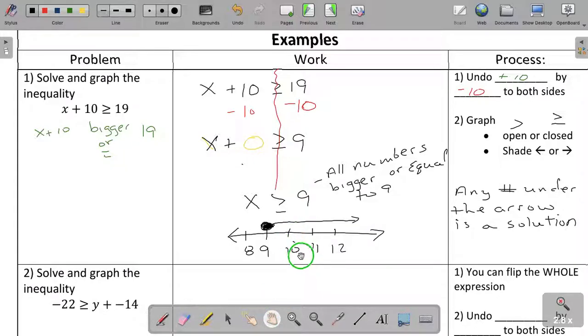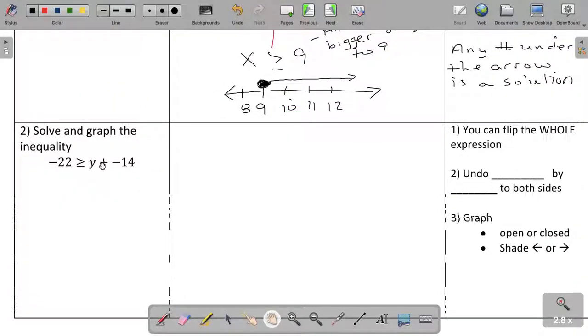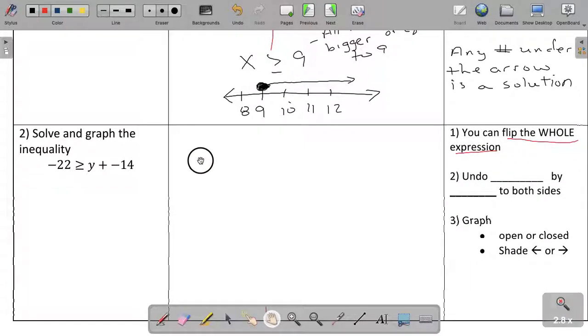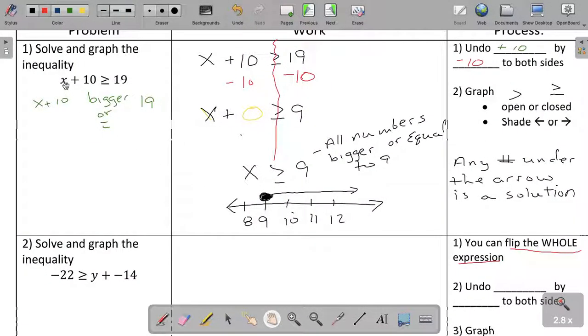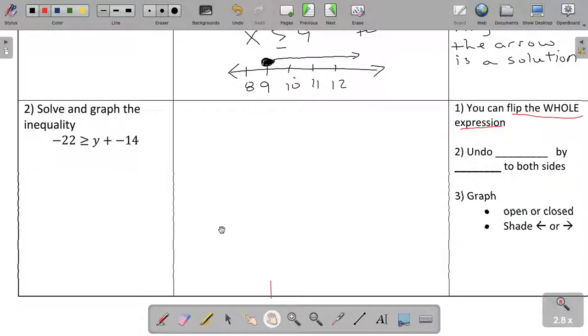Okay, so let's try and add another one here. Solve and graph the inequality negative 22 greater than or equal to y plus negative 14. Okay, so I want you to notice something here. Right here it says you can flip the whole expression. The reason we do that is, you notice the y over here is on the left side of the equal sign, and when I was up here, my x was on the left. Okay, so I knew x was greater than 9. Here my y is on the right side. And so sometimes to help us out when we're dealing with inequalities, it makes sense to flip the whole expression.